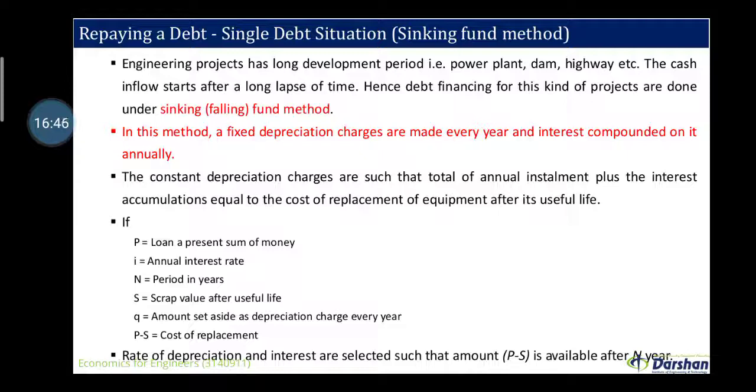Hence the debt finance for this kind of projects is done under the sinking, that is falling fund method. In this method, a fixed depreciation charge is made every year and the interest is compounded on it annually.